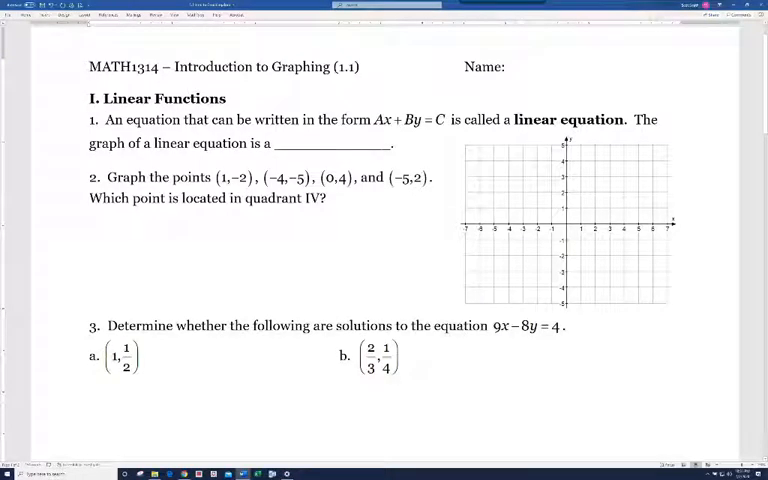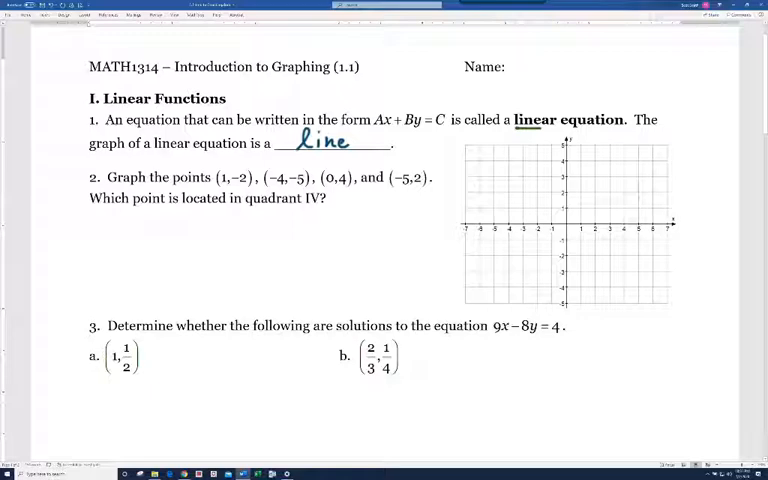In this video, we're going to discuss an introduction to graphing. So first of all, it says here an equation that can be written in the form ax plus by equals c is called a linear equation. The graph of a linear equation is a, what do you think? Well, notice the word line in linear equation. In fact, that's what you get when you graph a linear equation.